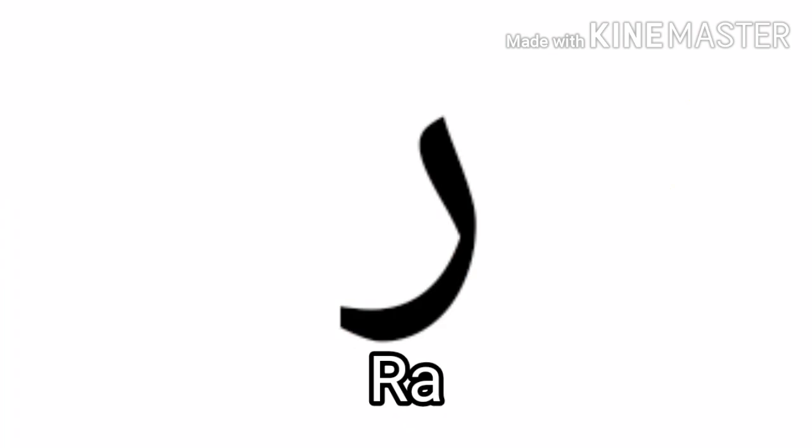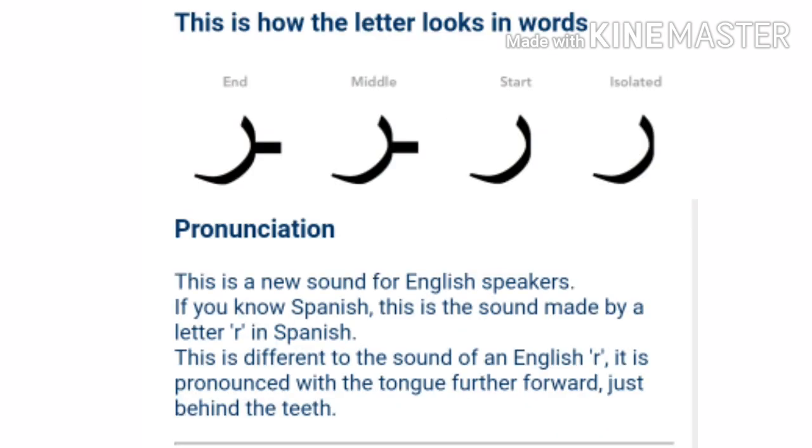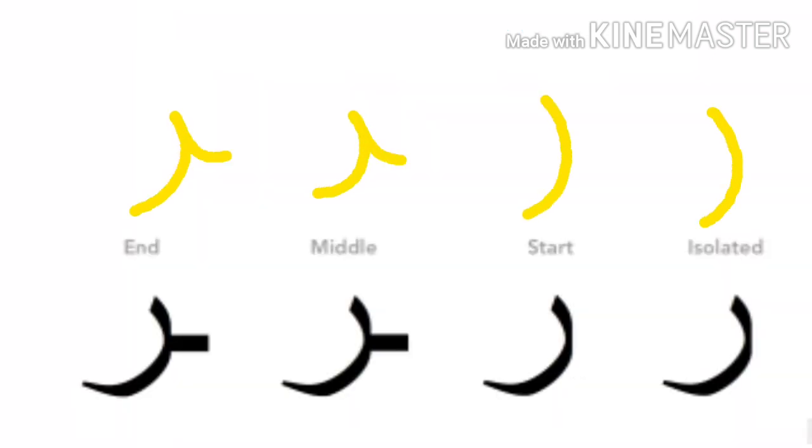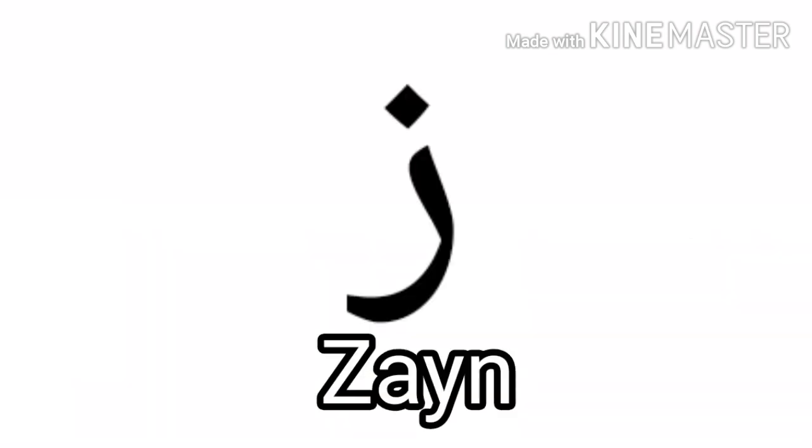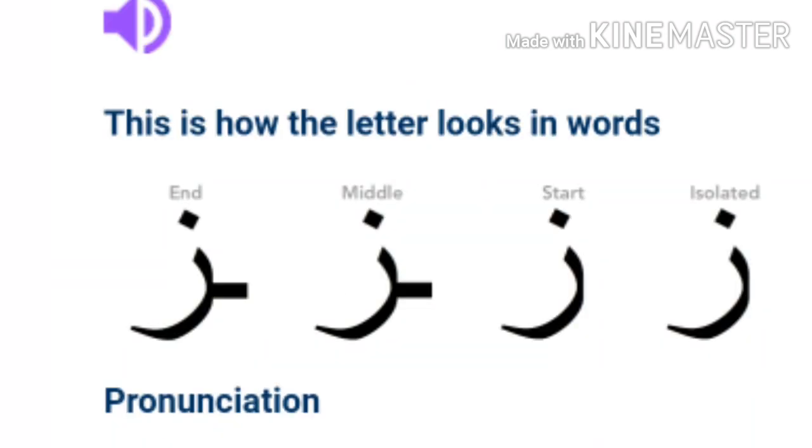Next is Ra, which makes the R sound and the isolated and initial form is the same, and the medial and final forms are the same. So here is how to write them in all the forms. Next is Zayn, which makes the Z sound and isolated and initial form is the same, and the middle and final forms are the same. So here's how to write them in all the forms.